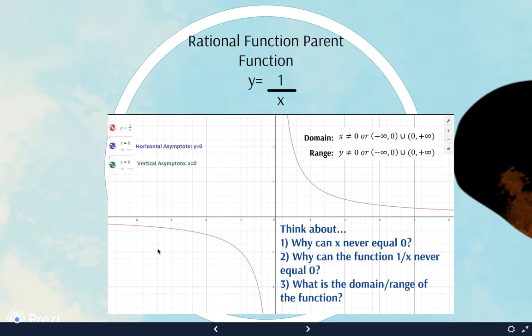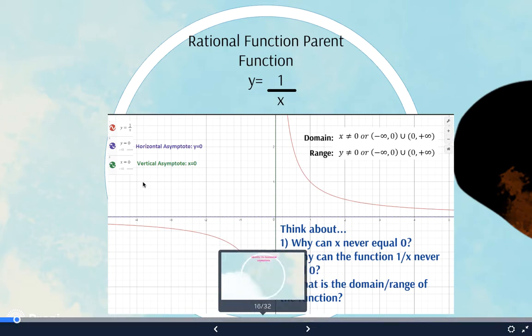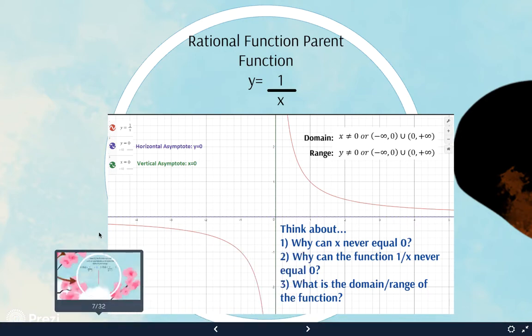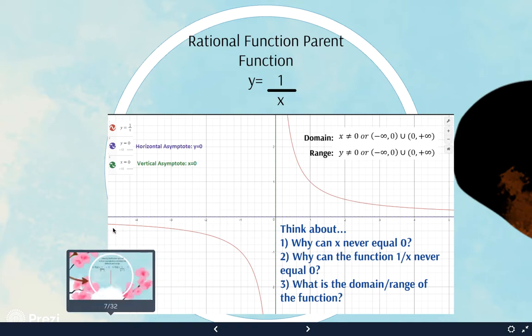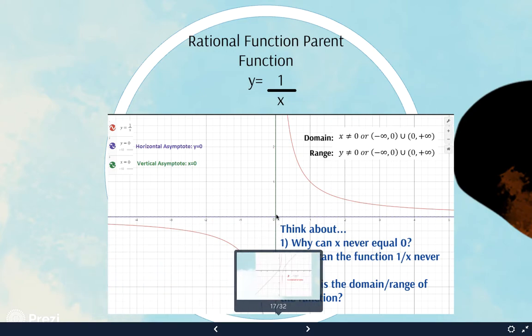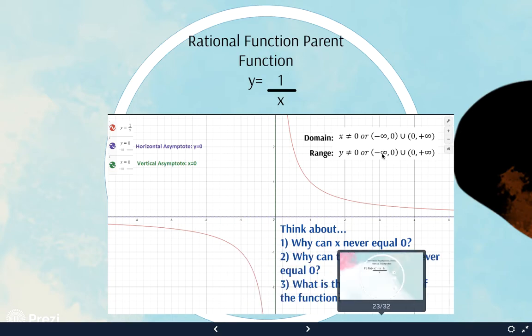Same with the range. If we look at this piece, how low does it go? Well, this is shooting off to negative infinity down here. But anyways, it heads down to negative infinity. And then on this piece, when we say how high does it go, well, it heads really close to 0 on this side, but it does not touch 0 on the y-axis. So that's why we have negative infinity to 0.